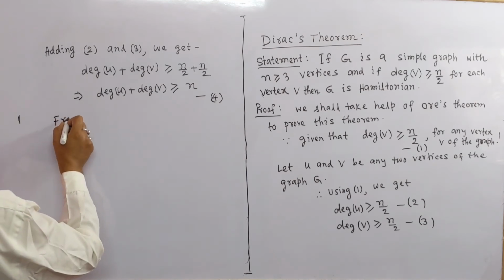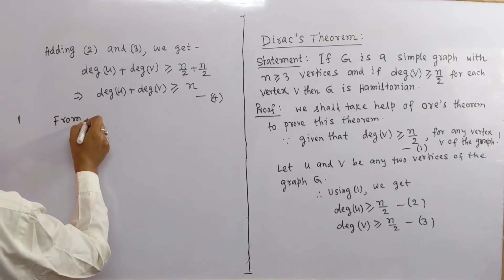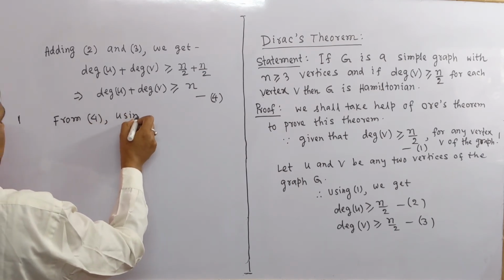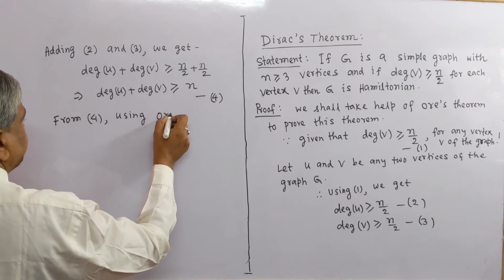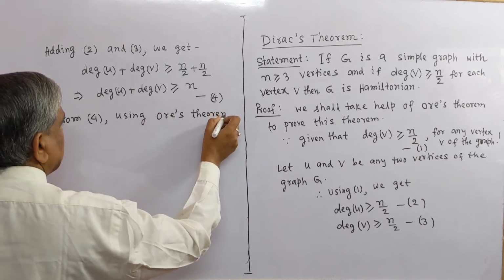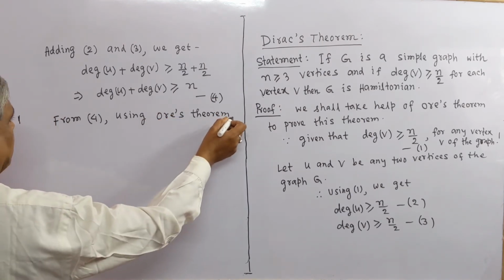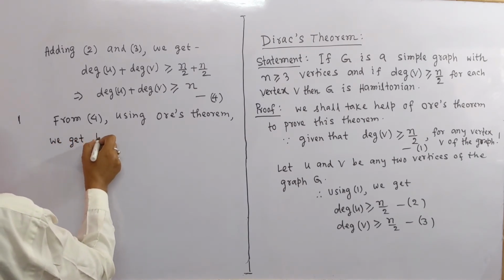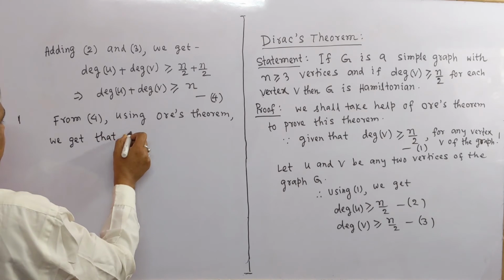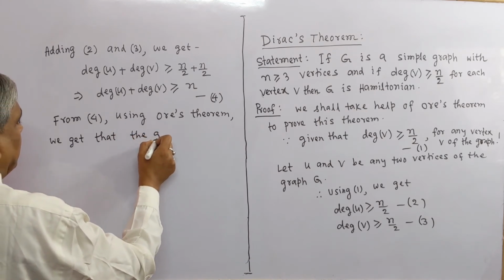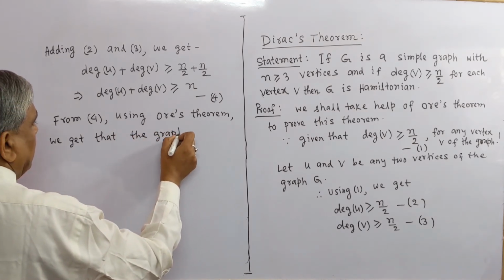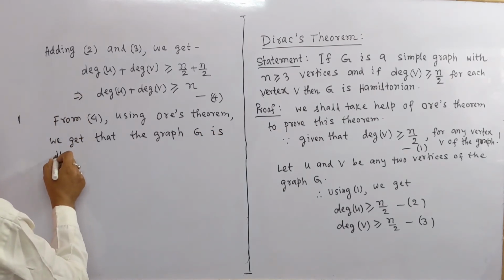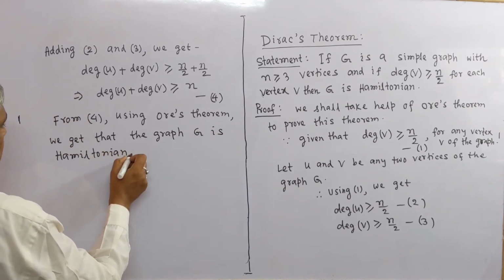From 4, using Ore's theorem, we get that the graph G is Hamiltonian. Proved.